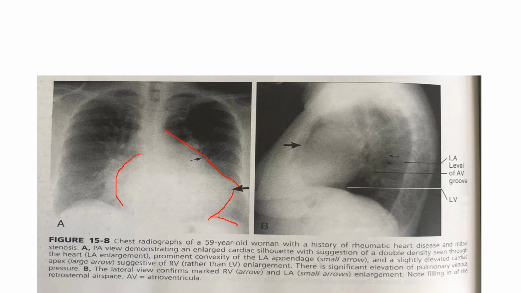The left atrial enlargement also should show the splaying of the carina, here not visible. Also in the lateral X-ray, we can see that the left atrium is enlarged and also the right ventricle is prominent. So all of these are typical features of a mitral stenosis.